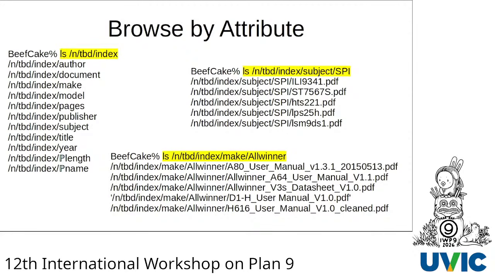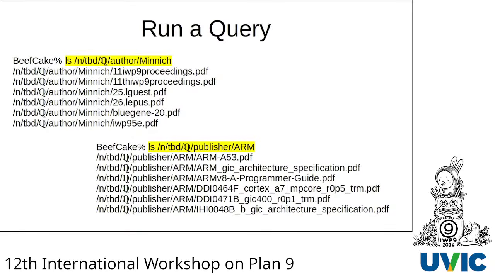Same with the one down below there for Allwinner. That's going to bring back anything that has attribute make, key Allwinner, and then the values come back as the actual files that match that. Running a query basically gives you the same output, but in this case you're not walking a tree. You actually have to put in the whole thing, and then it runs it and gives you back a result.